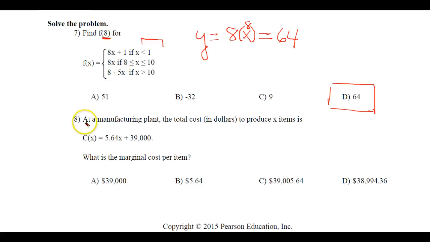Okay, looking at number 8, here we're getting a cost function. Now, in reading this, you recall these were our fixed cost, and these were our marginal cost to produce a particular item. So they're asking us here, what is the marginal cost? Well, it's letter B. So that was an easy one, providing you knew what they were asking.